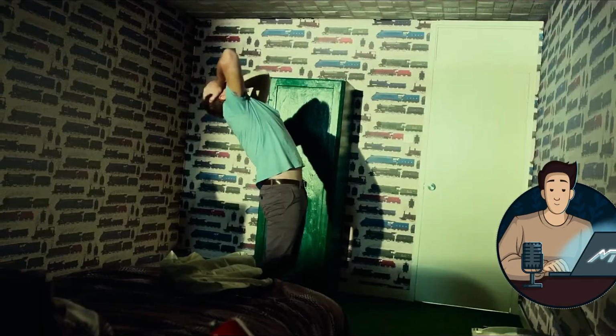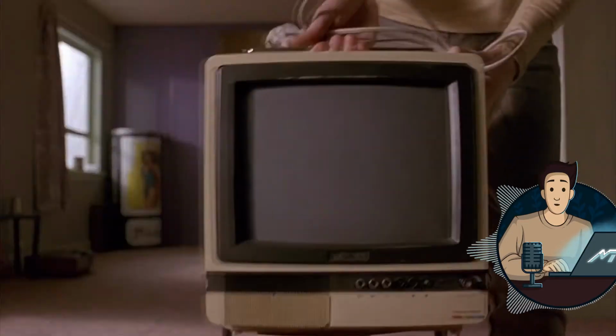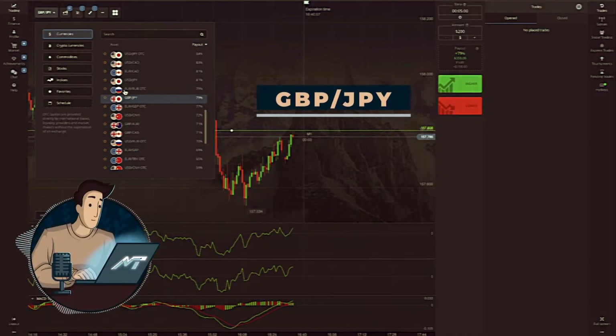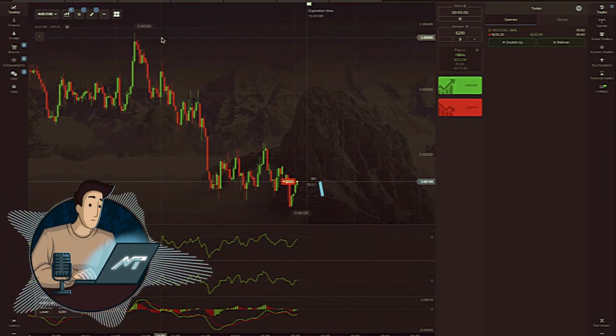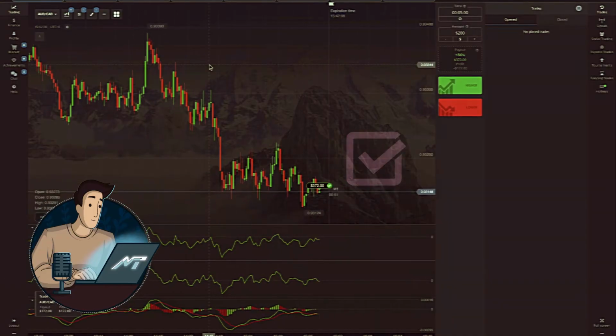Choose life. Choose a family. Choose a big television. Choose trading. Choose a trend. Choose an indicator. Expiry. Call or put. Choose profit.